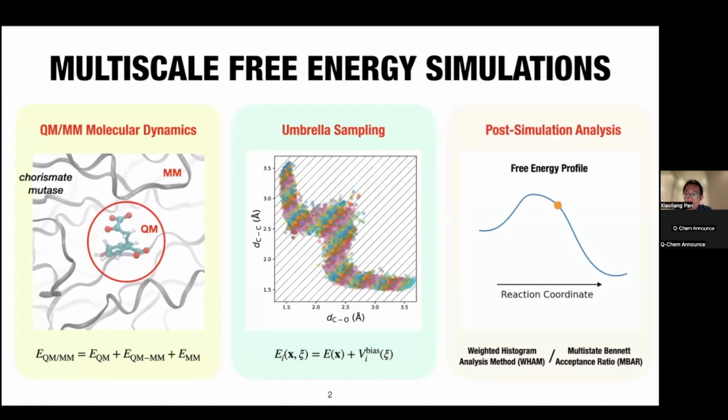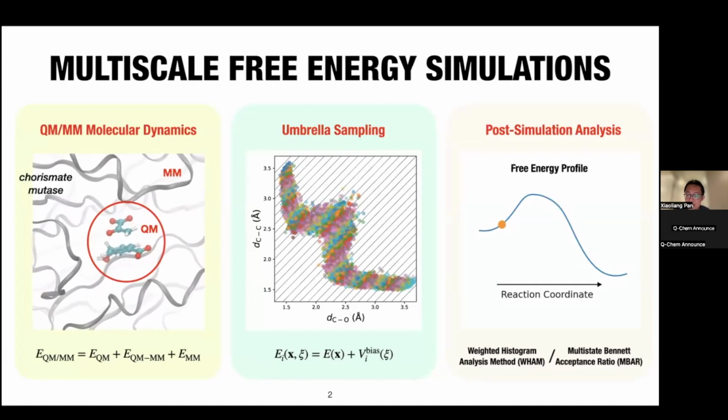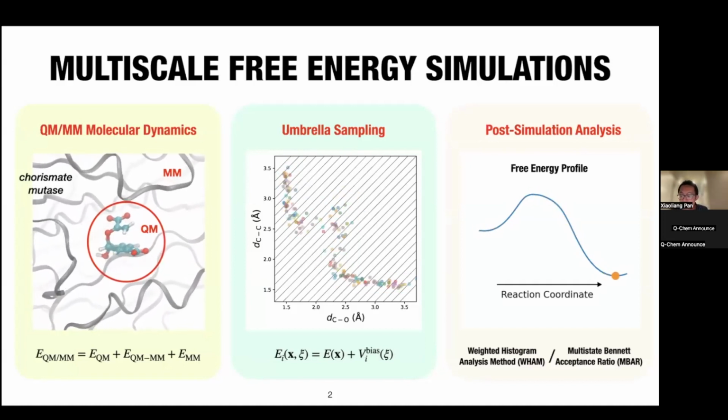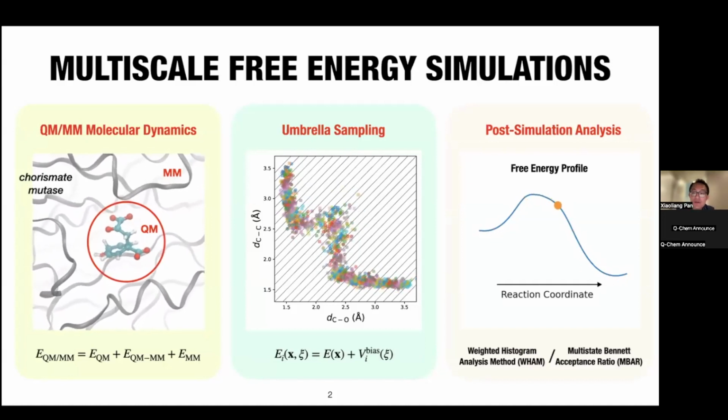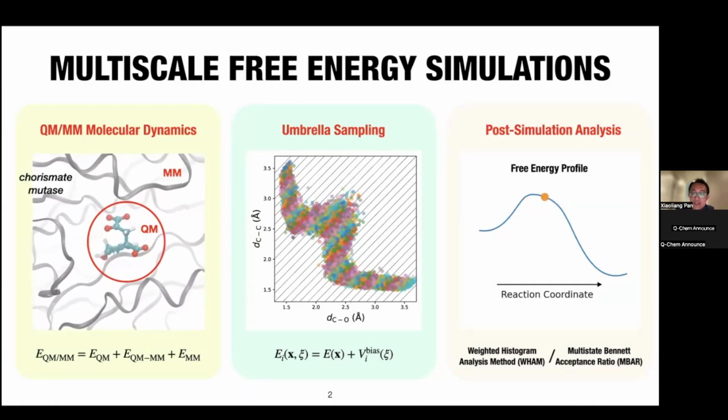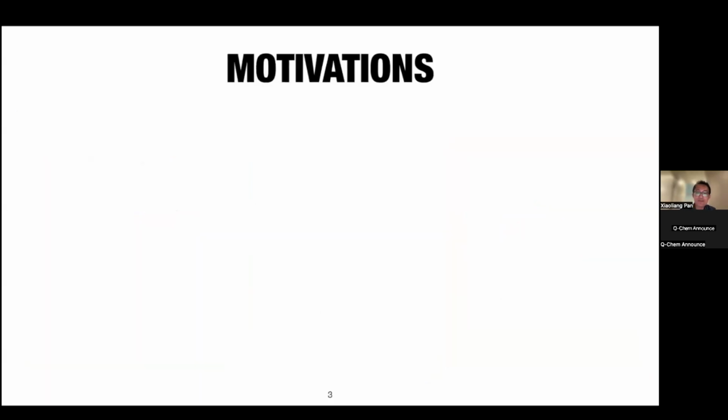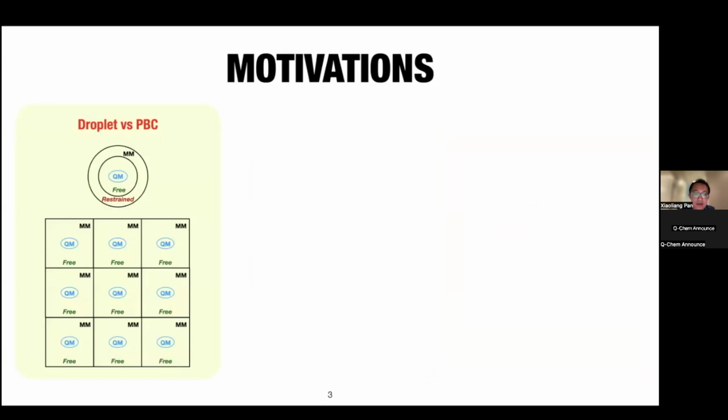Here we're interested in the free energy change along the reaction pathway. The commonly used methods include the weighted histogram analysis method, or the multistate Bennett acceptance ratio method, the MBAR method. So this is the type of simulation we are interested in doing. But there are a few considerations that motivated us to develop this QMHub software.